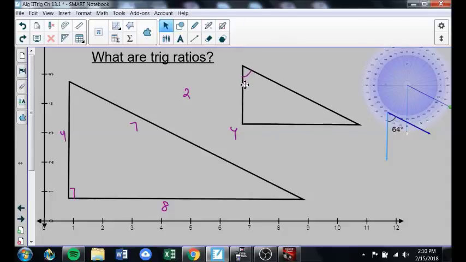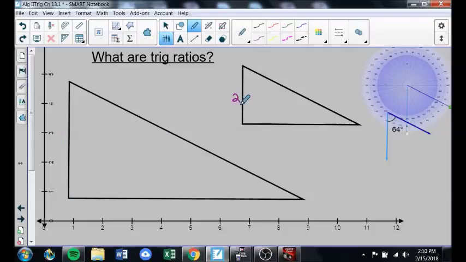Similar triangles have proportional side lengths. That means when this is 2 and this is 4, that was a double relationship. From 2 to 4 was doubling. So if this is 4, this is 8. They have proportional side lengths.